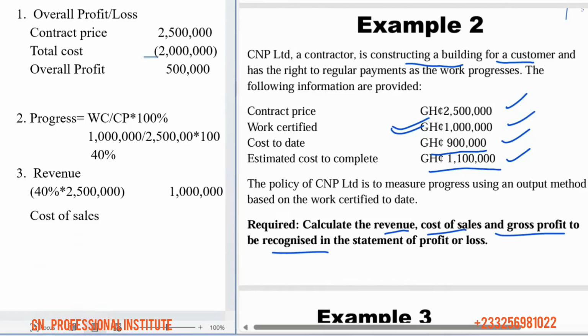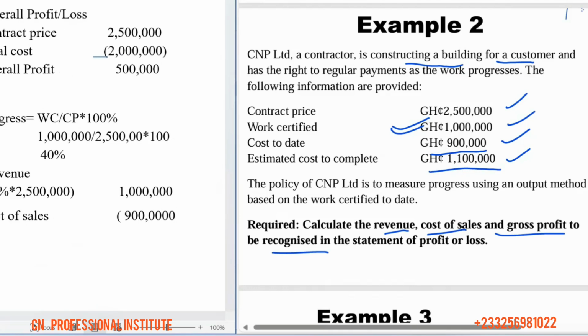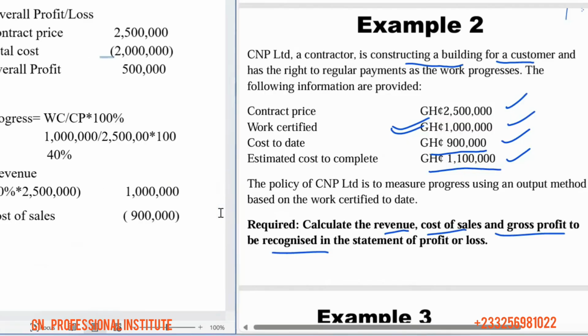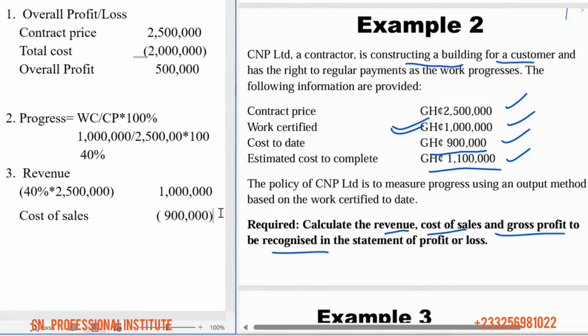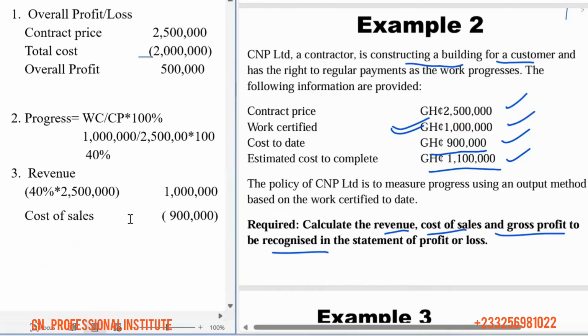So if you check the question, our cost to date is 900,000, right? So 900,000 is what we are going to record as the cost of sales. Okay, so when you deduct, what are we going to have as the profit? Just deduct 1 million minus 900,000, and that will give you your profit. Are you following? So we are going to have profit of 100,000.